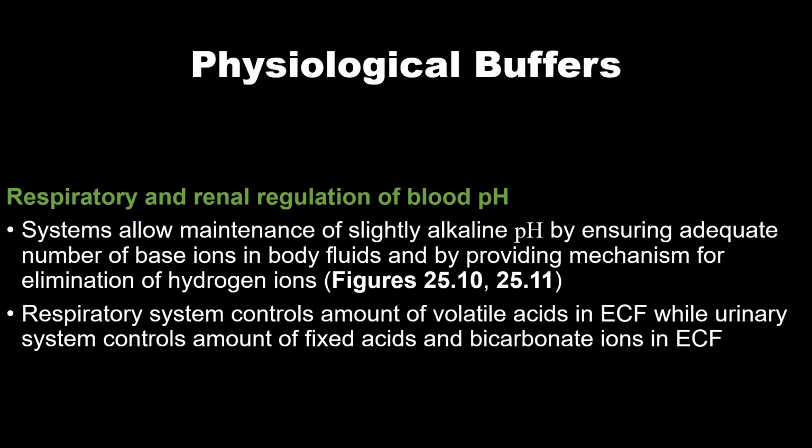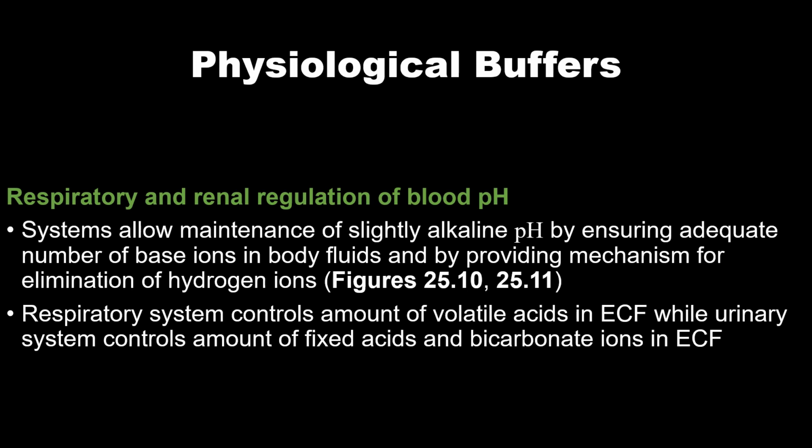Now, those chemical buffers basically respond to changes in the hydrogen ion concentration of the fluids to maintain normal range, right? But for these systems to work, the body fluids themselves must contain adequate numbers of base ions, especially bicarbonate ions. And so the body must also have itself a way to rid excess hydrogen ions in order to maintain this normal, slightly alkaline pH.